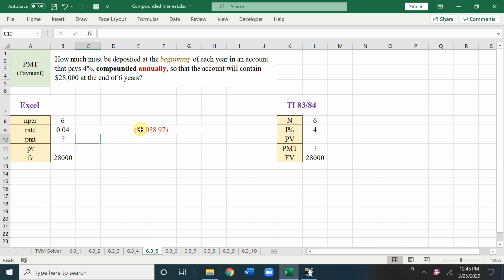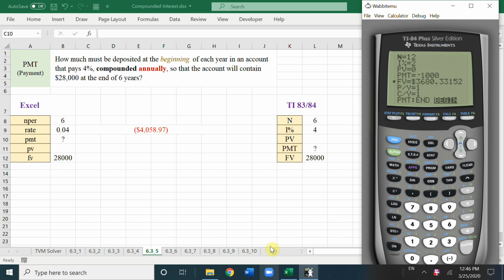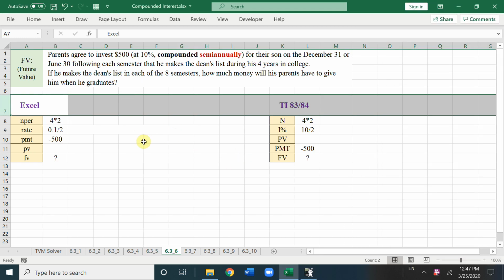Why do we get the red color? Because that is actually negative. The payment is out of pocket. So that means at the beginning of every year, you need to pay this money. Okay, for the calculator, let's reset to the beginning. Then we go back to this payment, cover the 0, alpha, enter. So that means at the beginning of each year, you need to pay 4,058.97.